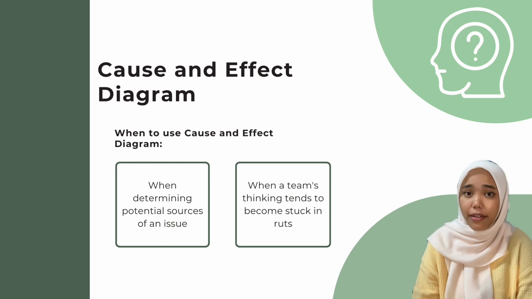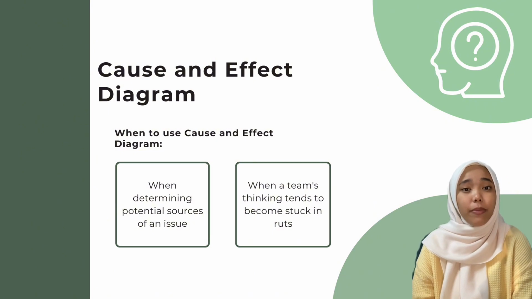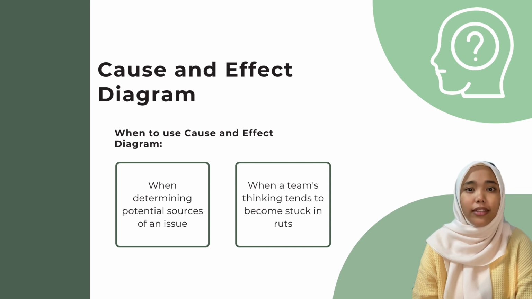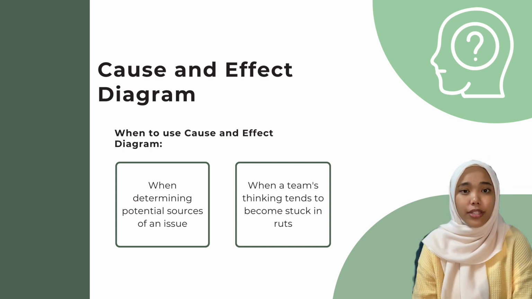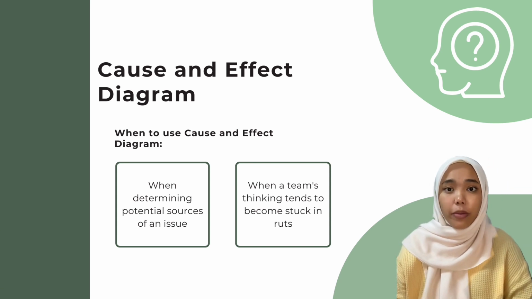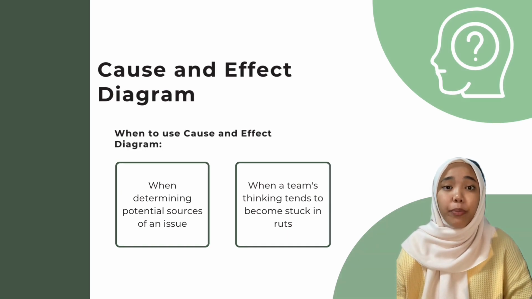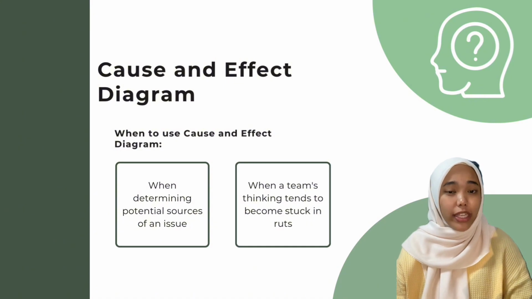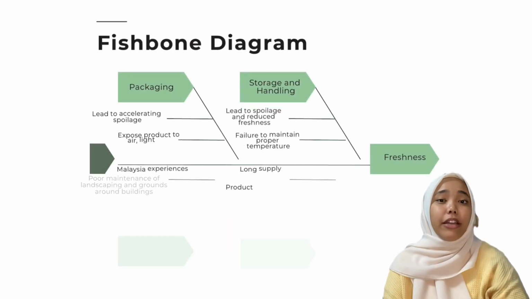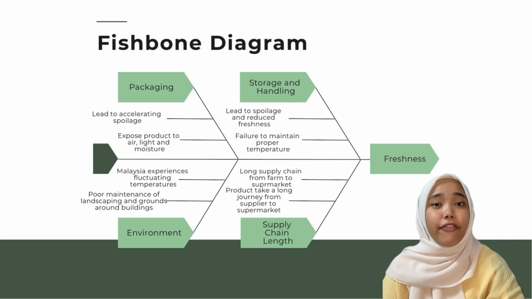When to use it? People use it when determining potential sources of an issue or when a team's thinking tends to become stuck in ruts. After obtaining the result from the Pareto chart, 4 cause and effect diagrams are made to find the primary cause. Let's go through it one by one. The first one is the freshness cause and effect diagram.